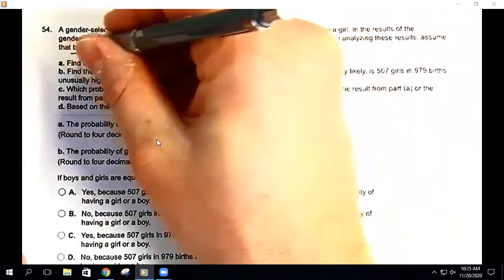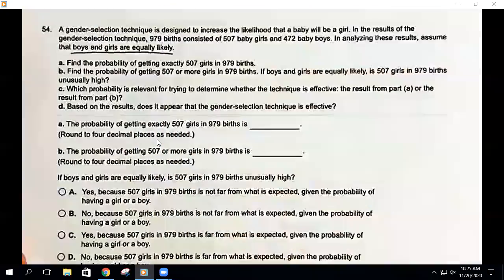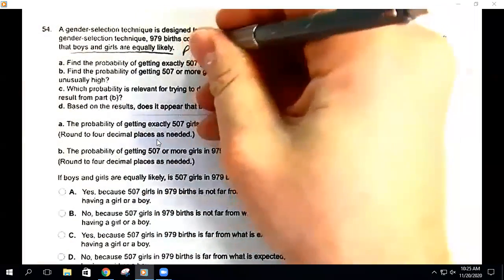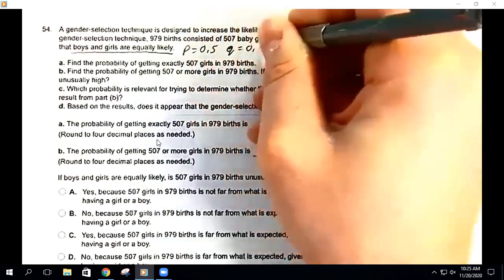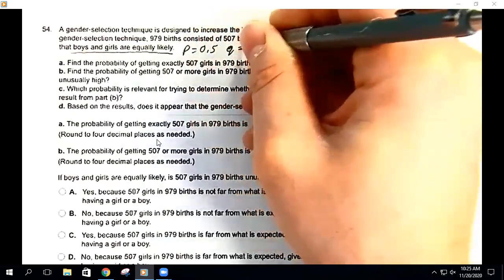So when they say equally likely, what they mean is that P is equal to half and Q is equal to a half. So it's like a coin flip, 50-50 chance.